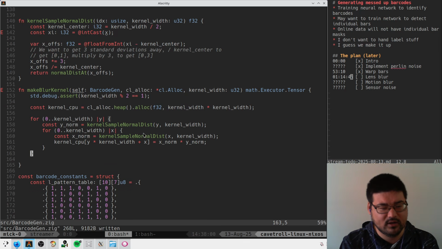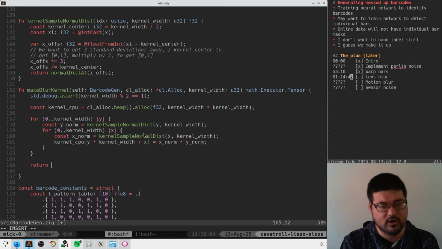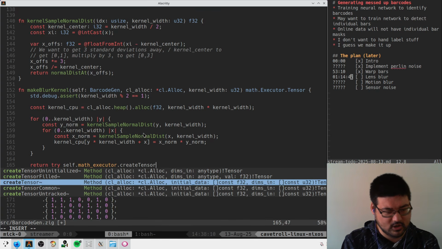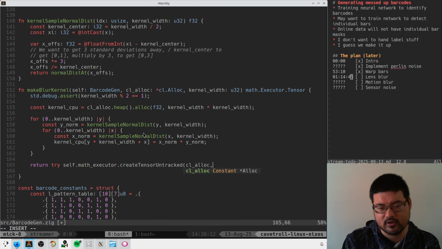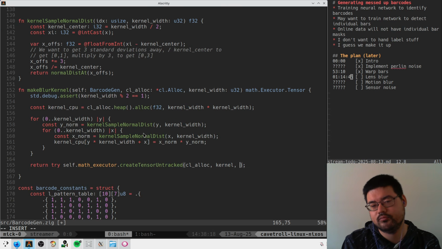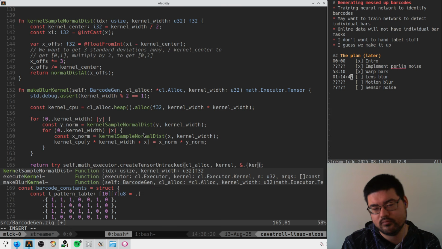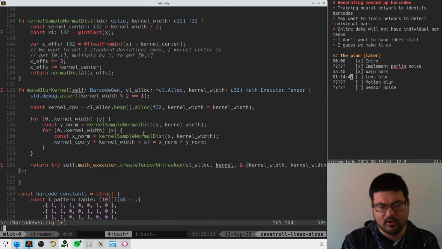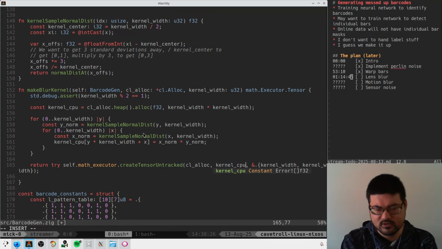And then we return self math executor create tensor untracked cl alloc, and presumably we upload the kernel as well here. Yeah. Kernel width by kernel width. Okay. I'm kind of hoping this works.